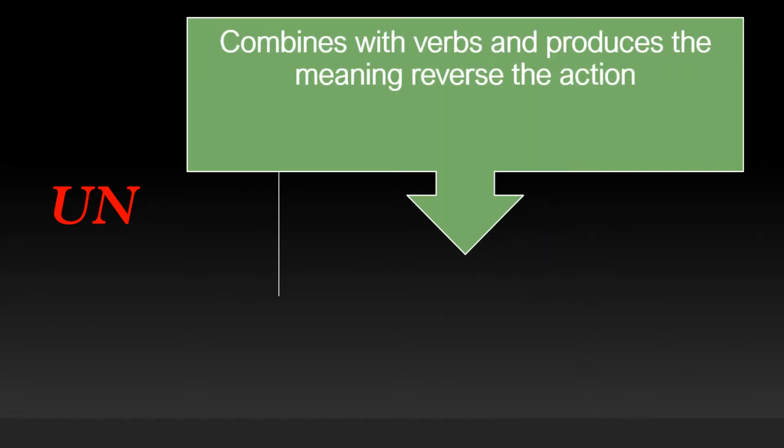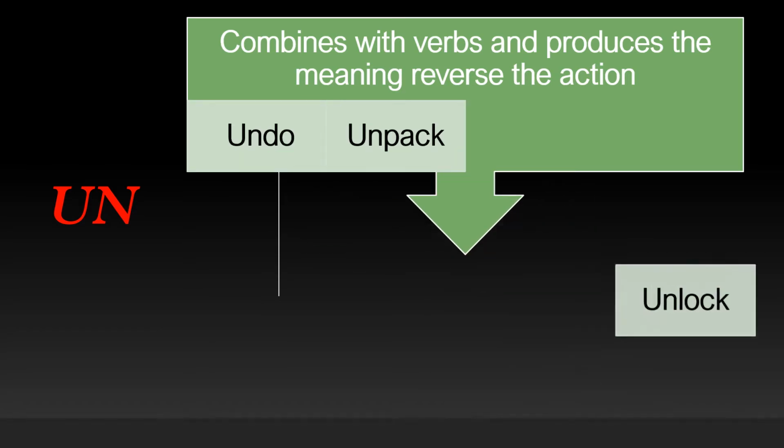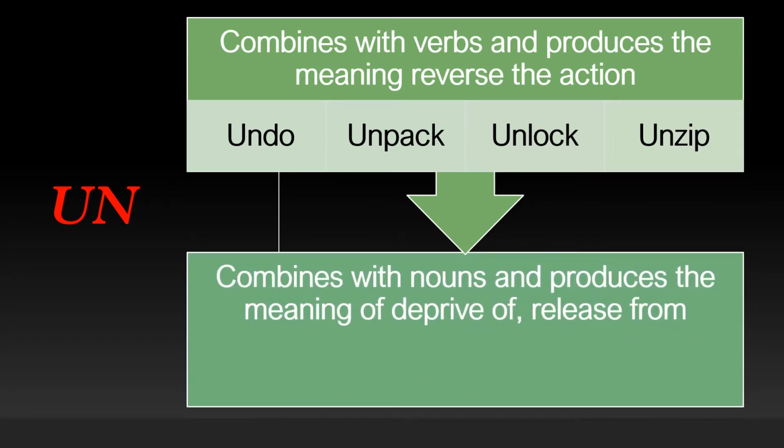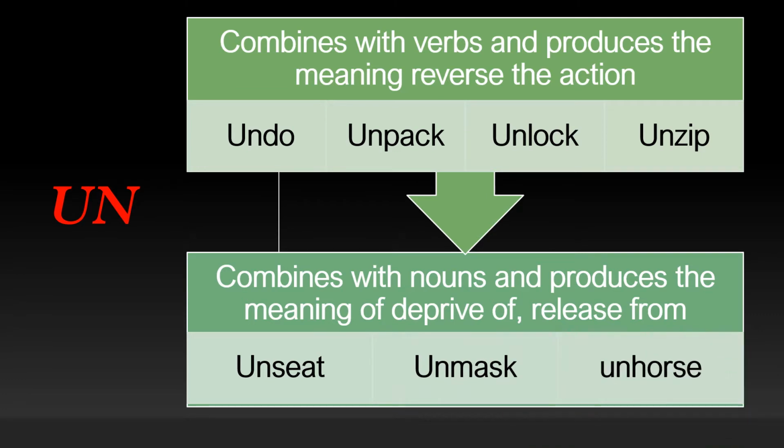So firstly we can go to reversative prefixes. So un is used as a reversative prefix, which mostly comes with verbs. For example, undo, unpack, unlock and unzip. And now we can go to the privative prefixes. Un is also used as a privative prefix, and most of the time this un comes with nouns. For example, unseat, unmask and unhoist. So it will get the meaning of releasing someone from the seat or mask or hoist.